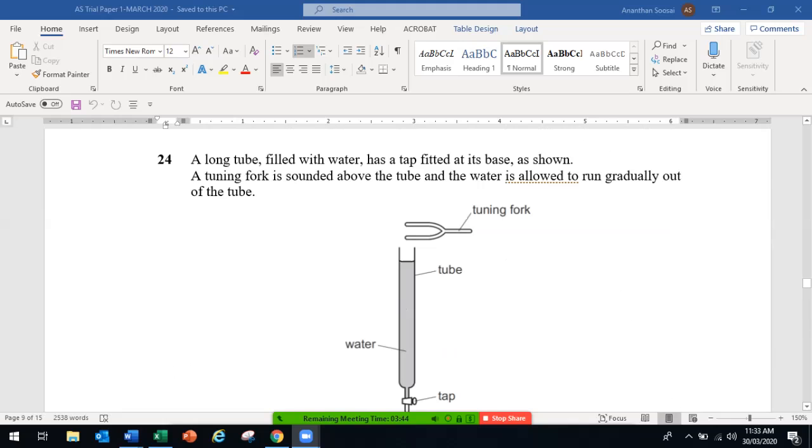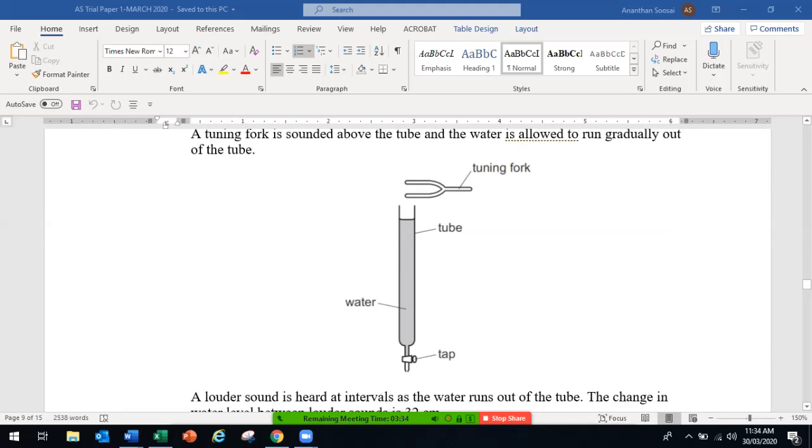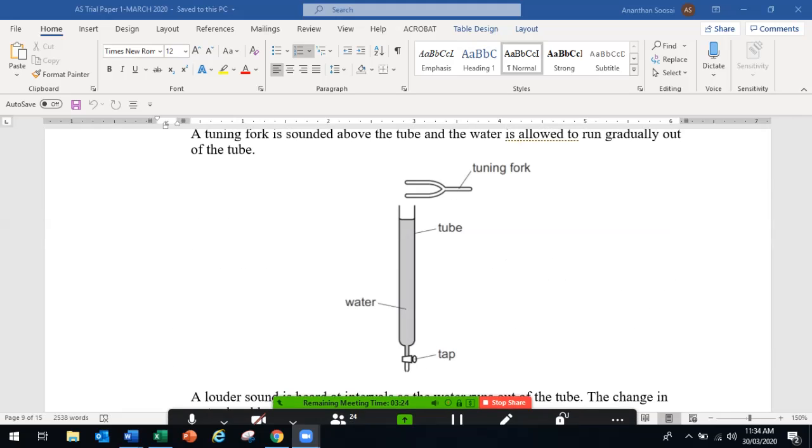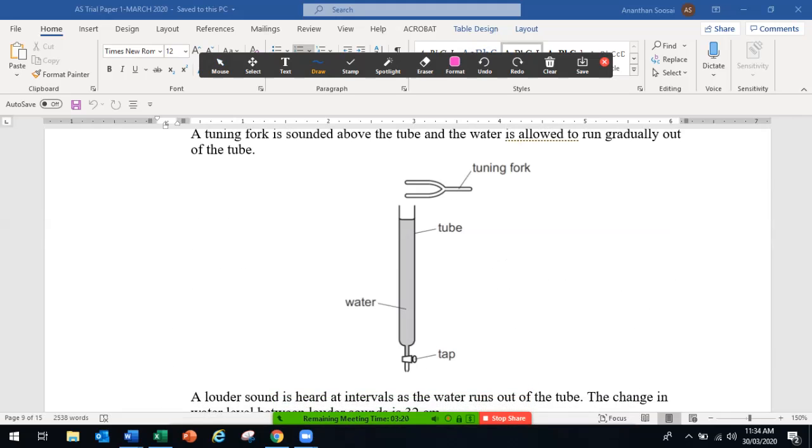Okay, question 24. Stationary wave. A long tube is filled with water, with a tap fitted at its base, as shown. A tuning fork is sounded above. Allow the water to run gradually out of the tube, so the level is dropping down. I just want to ask you a question first. As the level is dropping down, does the frequency change, or never change? The frequency does not change.